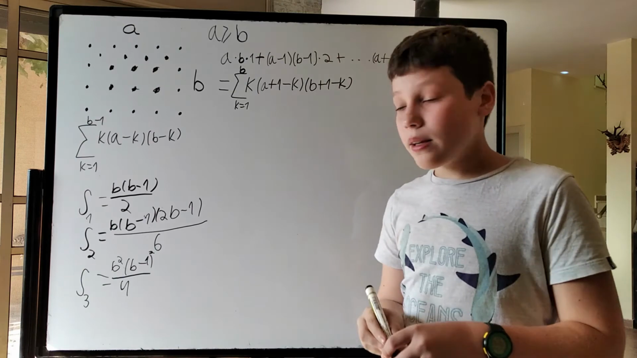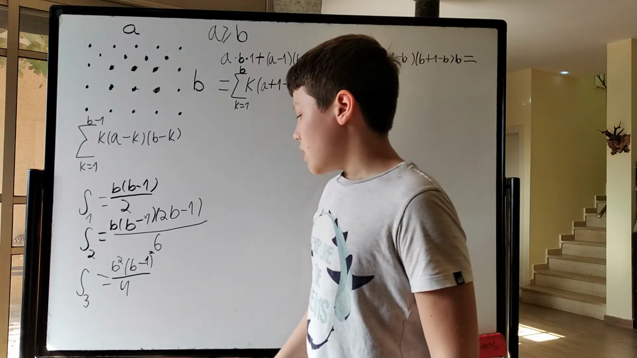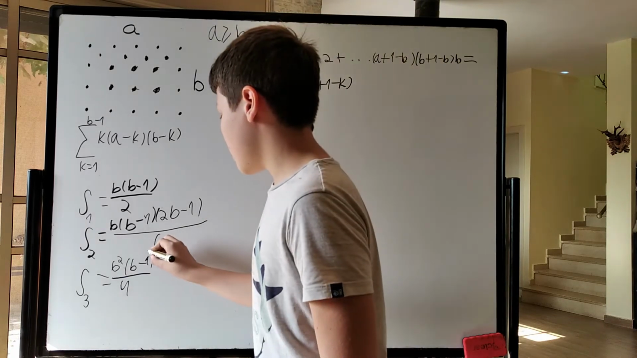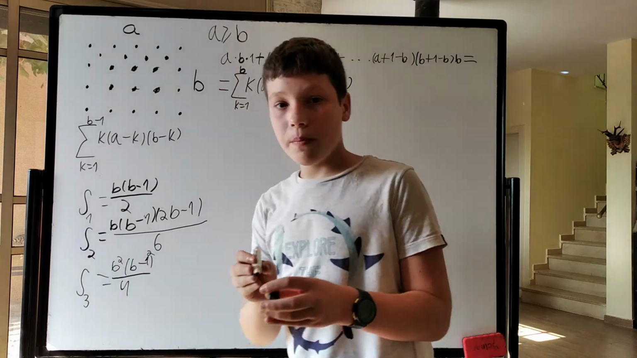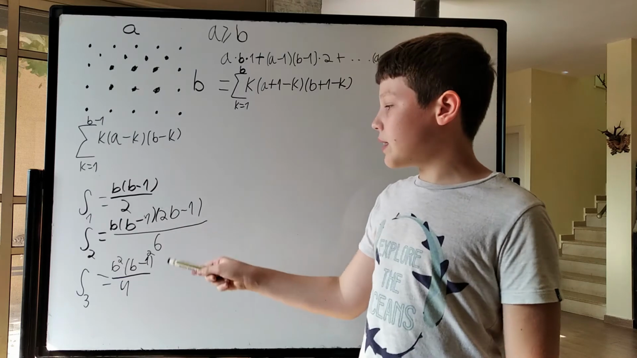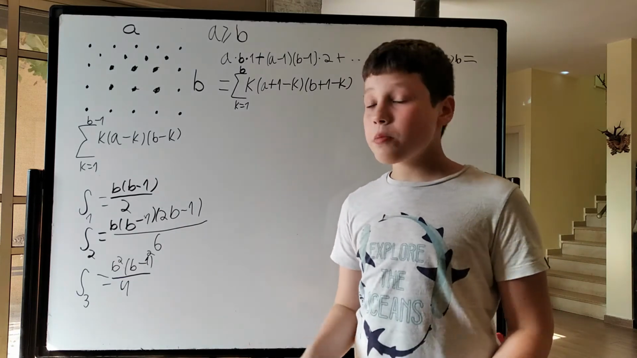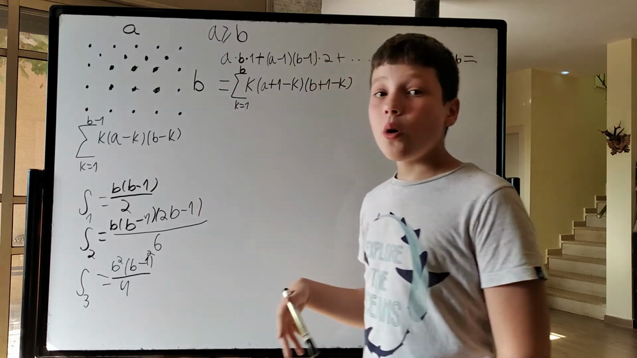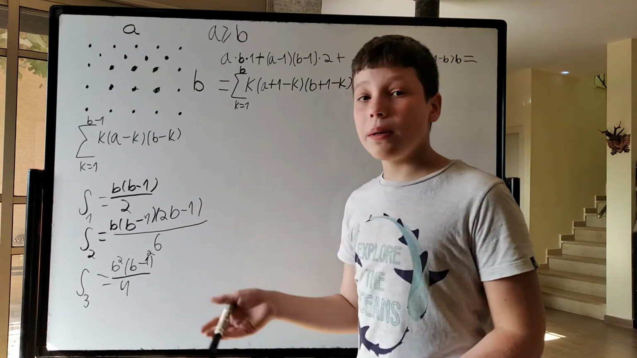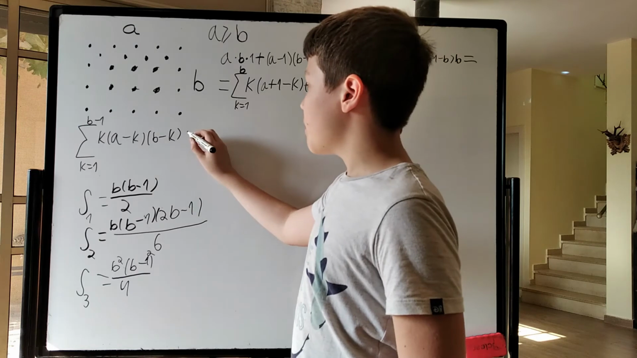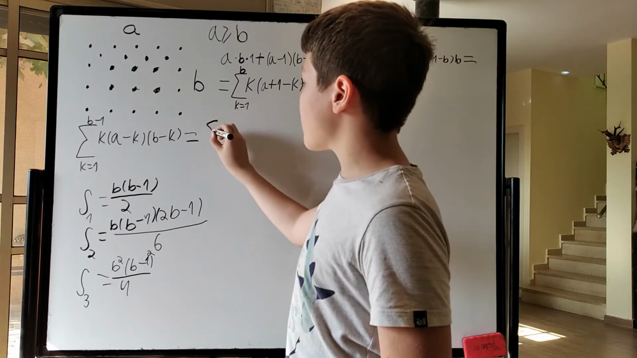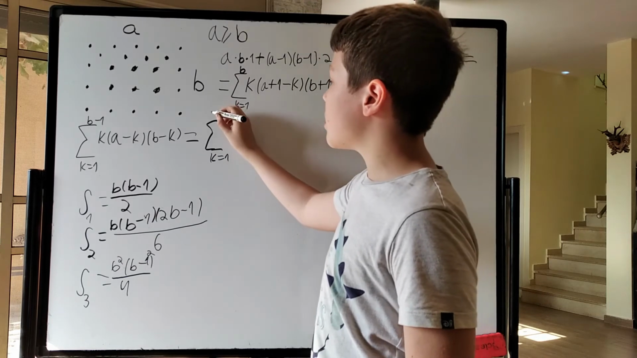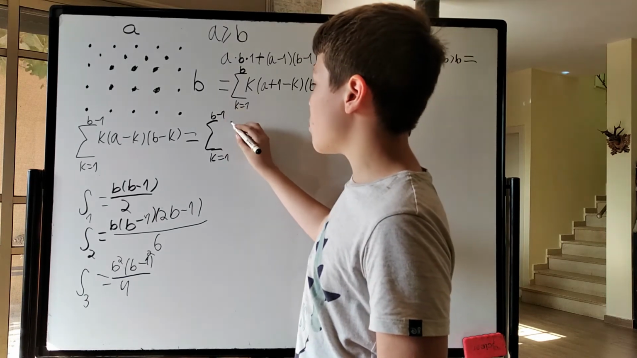And notice, each one of these sums is a nice multiple of b times (b minus 1) over 2. So after factoring it, we'll take out a b times (b minus 1) over 2. So, first of all, let's factor it. So it's still the sum, k goes from 1 to b minus 1.